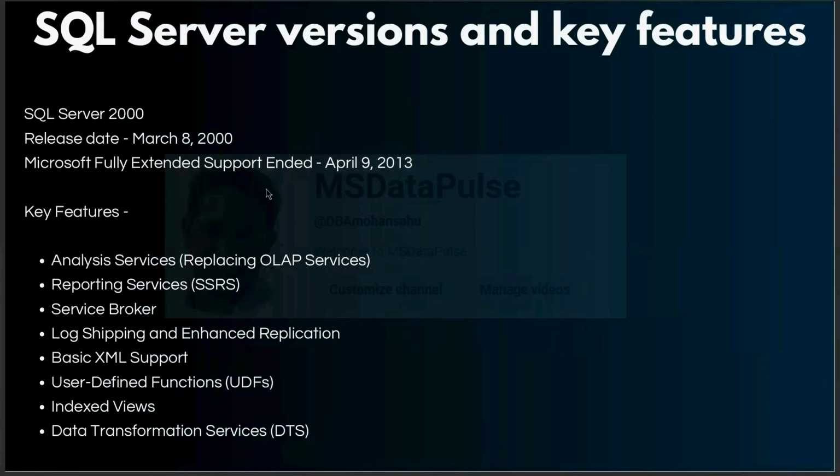What are the key features in SQL Server 2000? First is Analysis Services. This replaced the old OLAP services. It allowed companies to analyze huge amounts of data and predict business trends. You could turn raw sales numbers into smart insights without needing external software.